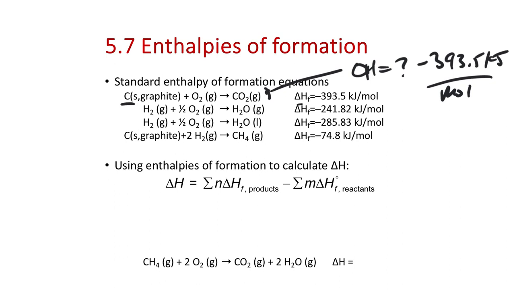And then the utility is that we can start using these delta H's here, these delta HFs, to take the sum of the products minus the sum of the reactants, so that you can think of your delta H as the final minus the initial. So it's just the sum of the final of your products minus the sum of the initial, the reactants. We just have to take into account the coefficients in the reaction, of course.